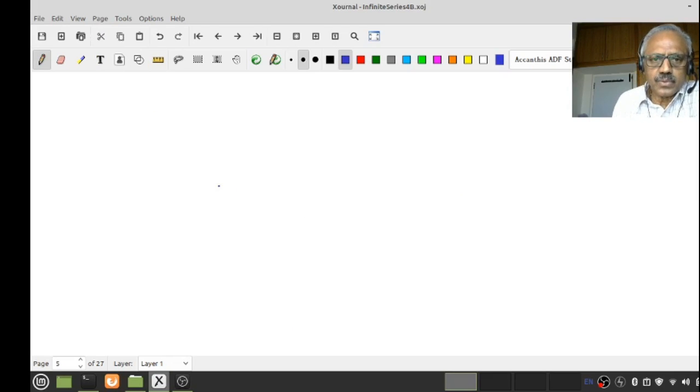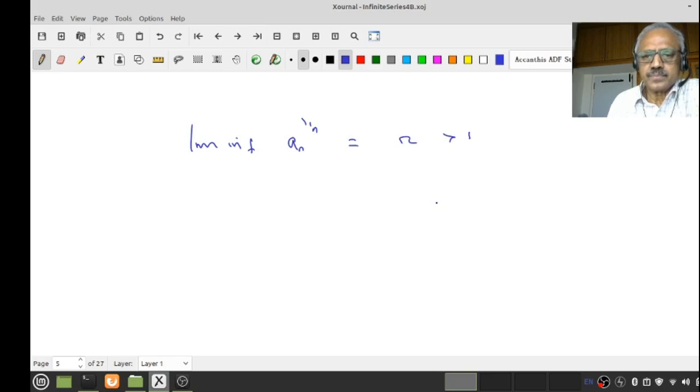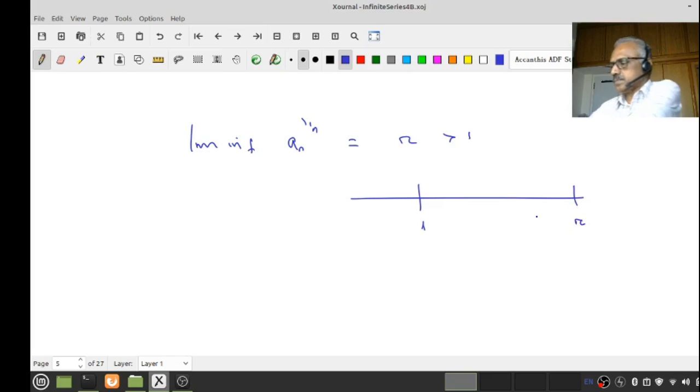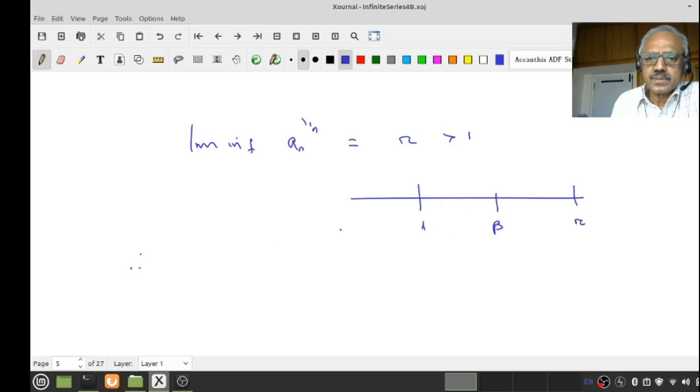Yeah, so let's go back. The limit of a_n to the power 1 by n is r, which is greater than 1. Now again, this is 1, this is r. Therefore there is a beta which is still greater than 1. Therefore there exists N so that for all n ≥ N, a_n to the power 1 by n is greater than beta.